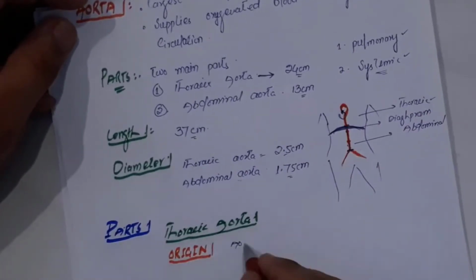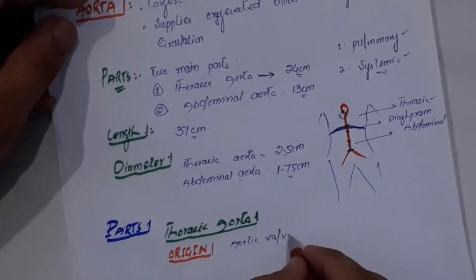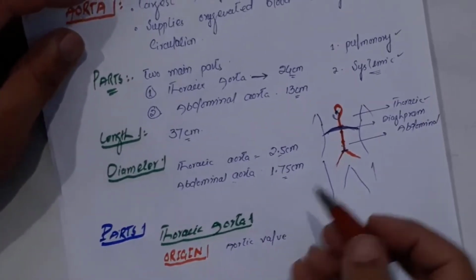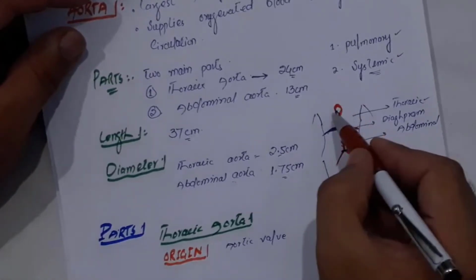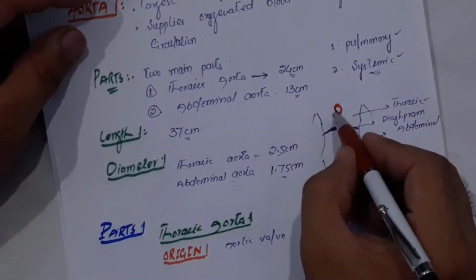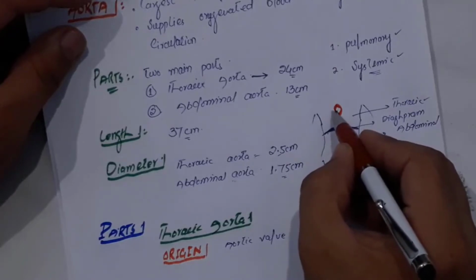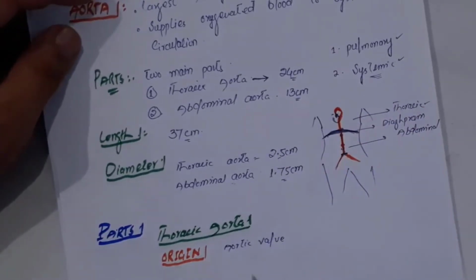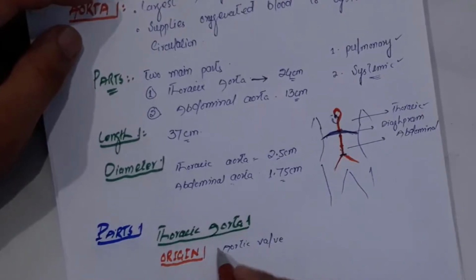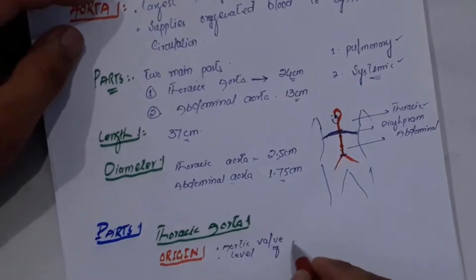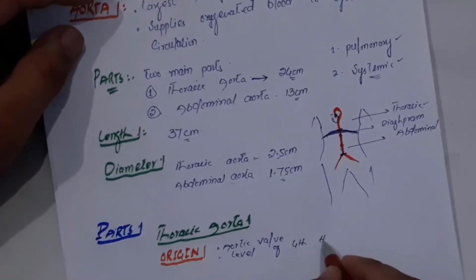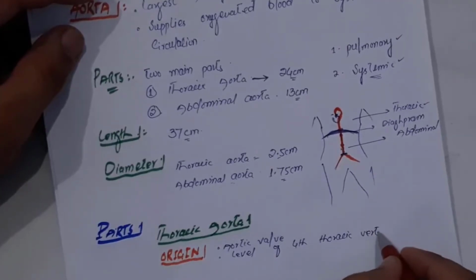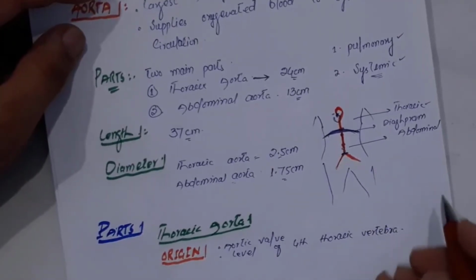So thoracic aorta arises at the aortic valve at the level of the fourth thoracic vertebra. Behind this, if we look posterior to this origin point, there will be the fourth thoracic vertebra. So it arises at the aortic valve at the level of the fourth thoracic vertebra. This is its origin point, right?